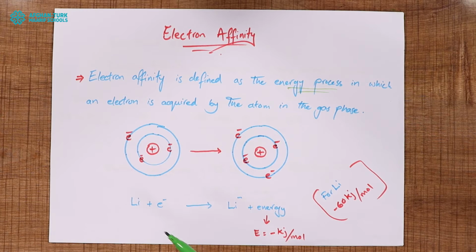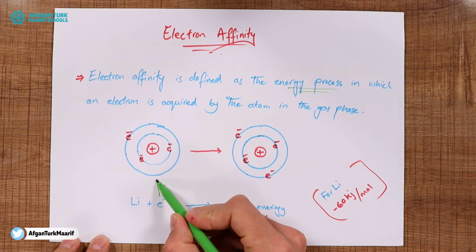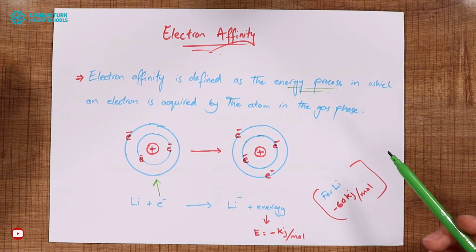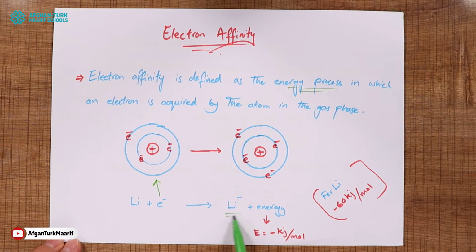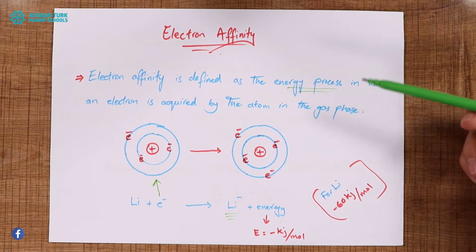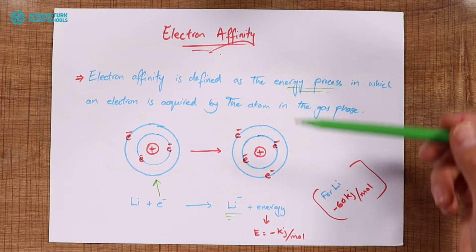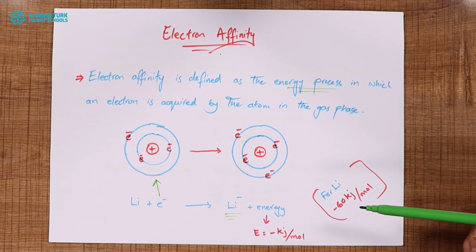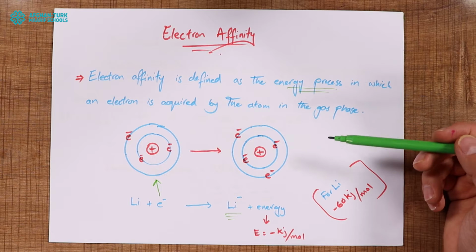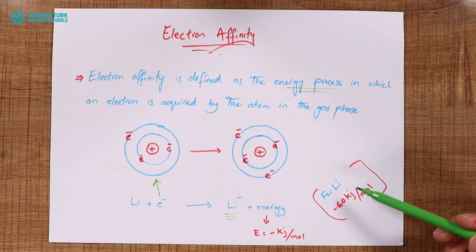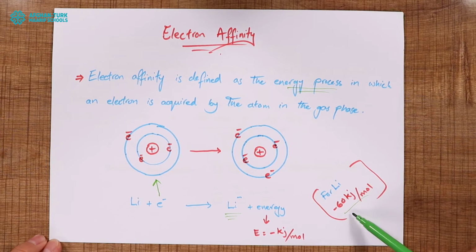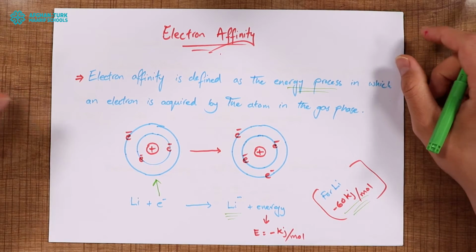Let's see that if we have a lithium atom, a neutral lithium atom, okay? And we want to give it an electron. We want to give this electron to the neutral lithium atom. Now it will turn into a lithium ion or anion. And in the meantime, it will release some energy. The energy which is released is known as the electron affinity energy of lithium, and its unit is kilojoule per mole. For lithium, we have minus 60 kilojoule per mole energy. It's the electron affinity energy.